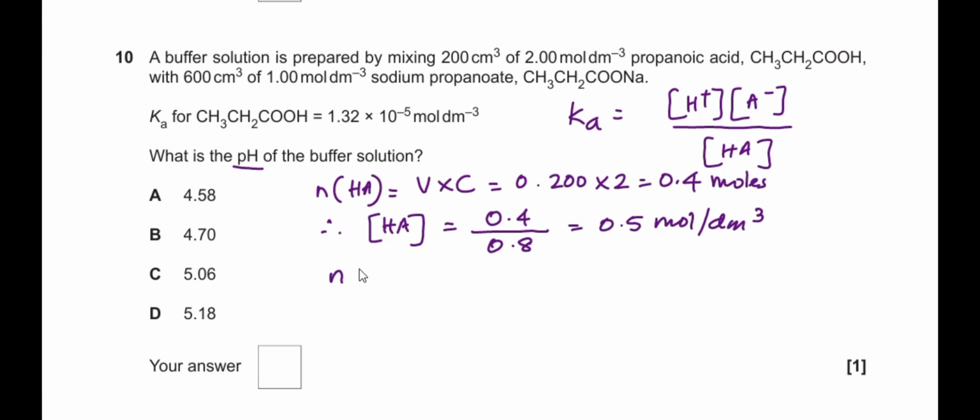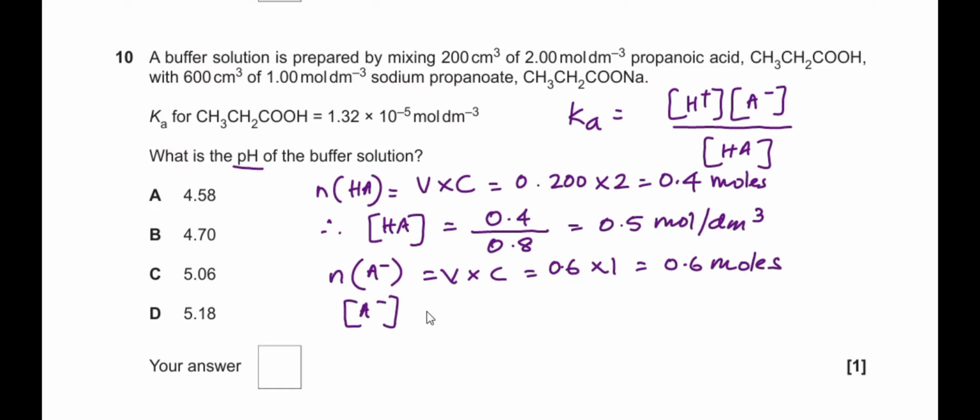Similarly, let's calculate the concentration of the salt solution, which is sodium propanoate. So it has got, let's say, A minus here, that is equal to its volume times its concentration, which is 0.6 times 1, which is equal to 0.6 moles, which leads to the concentration of the salt solution equal to number of moles divided by the total volume, now 0.8, which gives us 0.75 moles per dm cubed.